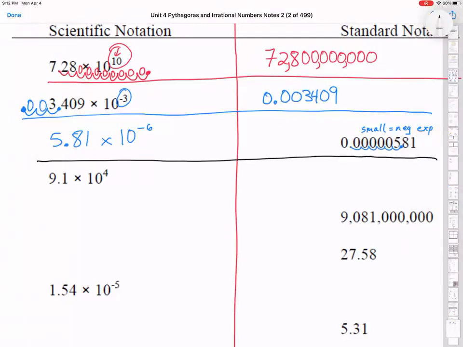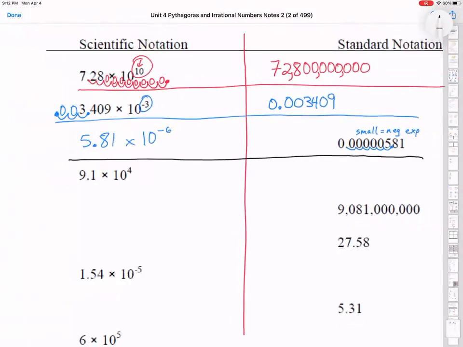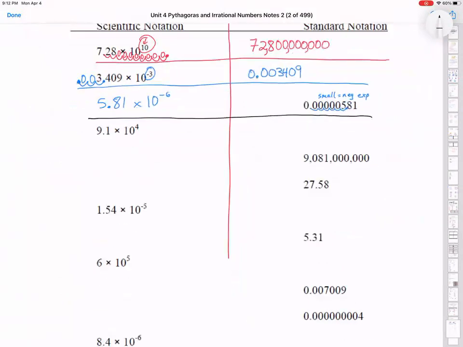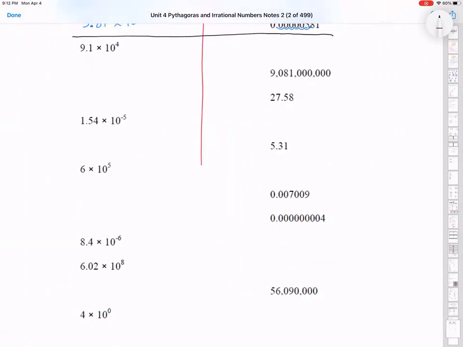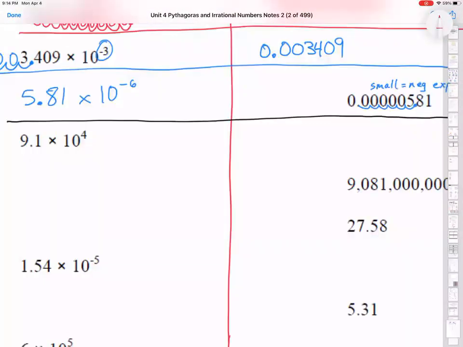What I would love for you guys to do is pause the video and try out these next questions. Again, you're going from either scientific notation into standard or from standard into scientific notation. Again, guys, really, pause the video, try them out, and see how you do. All right, hopefully you guys have had an opportunity to try those.